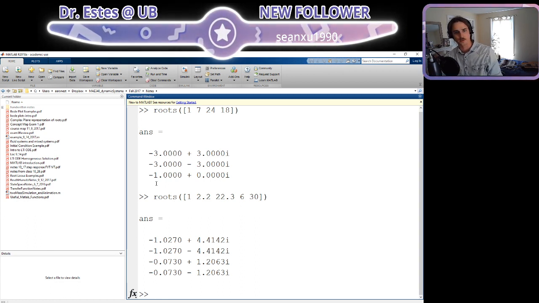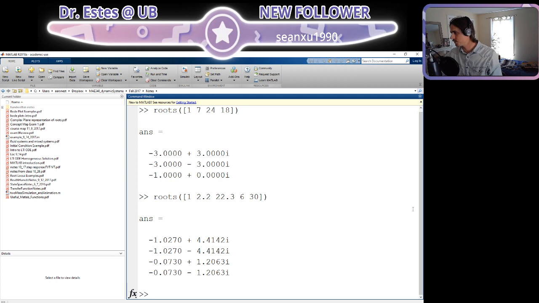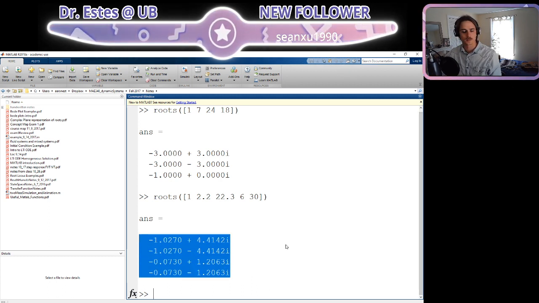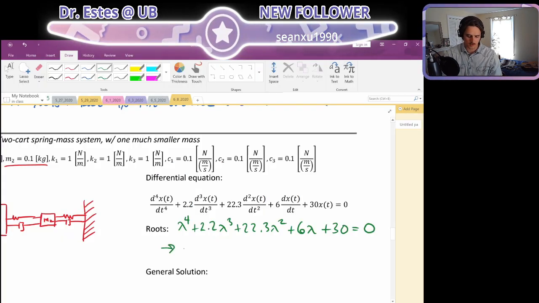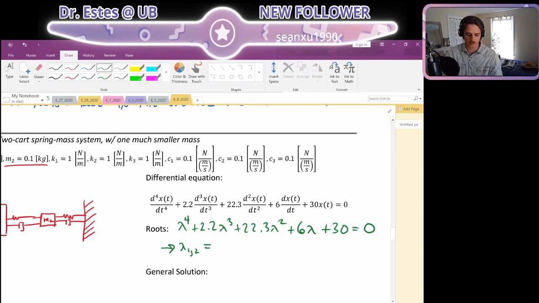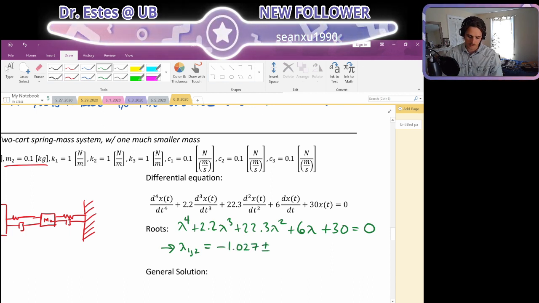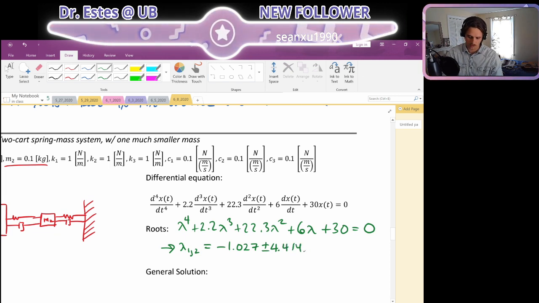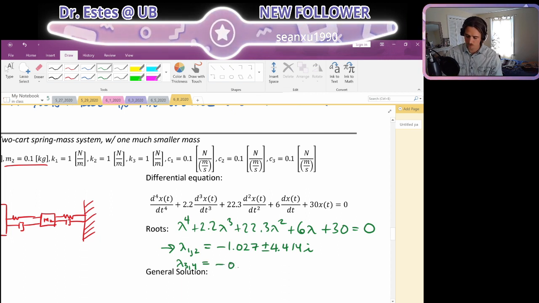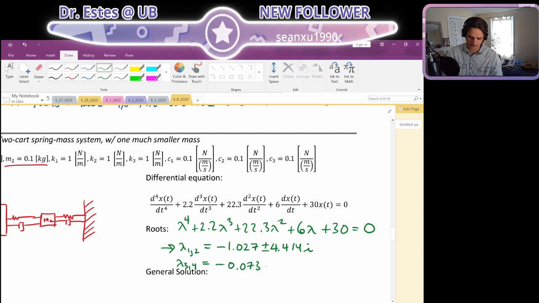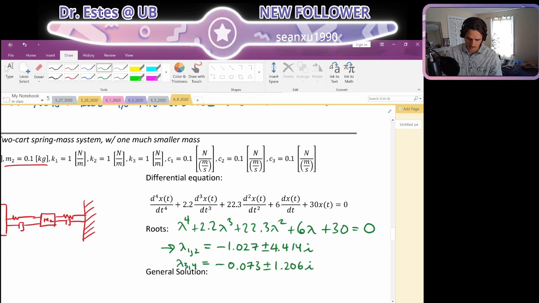So you see that this 4th order system is a combination of 2 second order systems. I'm going to go back to my tablet and I'll write down those roots. So I'll call one set of roots lambda 1 and 2. That's minus 1.027 plus or minus 4.414i. So that's one pair. And lambda 3 and 4 are minus 0.073 plus or minus 1.206i.